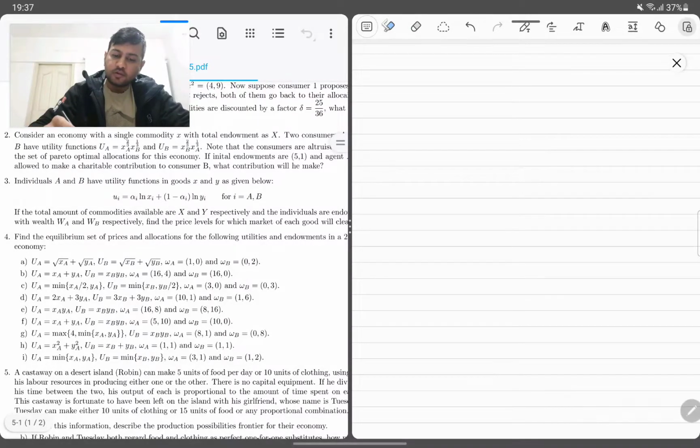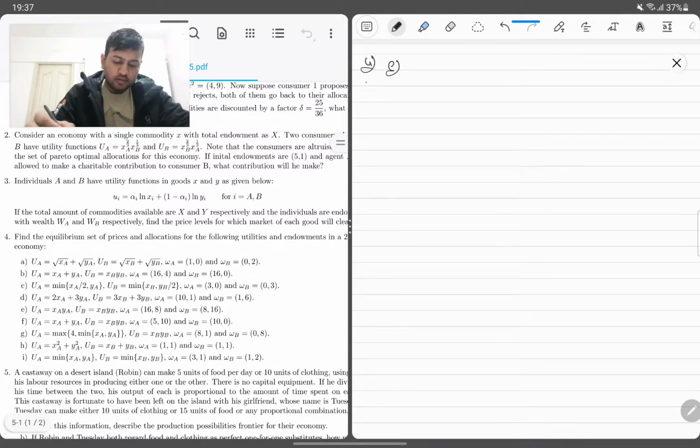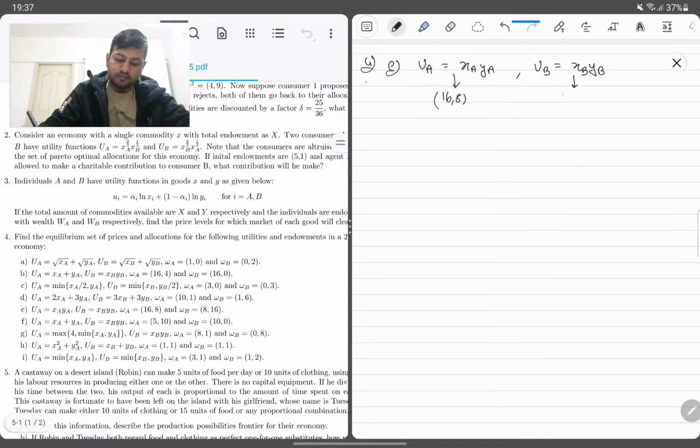Okay, let's look at question number 4, starting from E part. Utility of A is equal to XAYA, and utility of B is also Cobb-Douglas with XBYB. Now this guy's endowment is 16,8 and this guy's endowment is 8,16. So the size of the Edgeworth box will be a square.